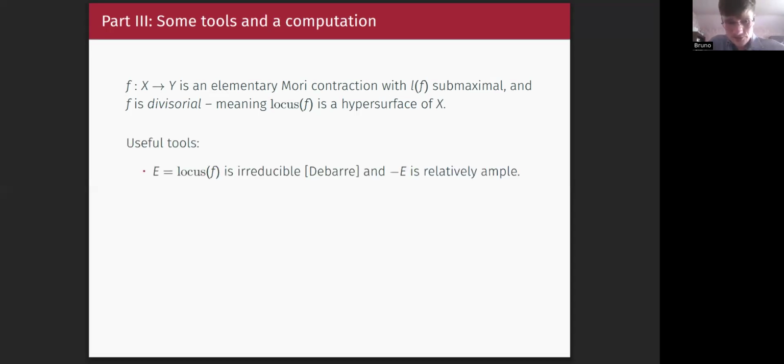Then I denote as E the locus of F, which is irreducible in that case, thanks to a result which can be found in the book of Olivier Debarre. And minus E is relatively ample. Okay, so this fact that minus the exceptional divisor is relatively ample is something very common that we can find when we blow up something on the smooth locus, for instance, right?